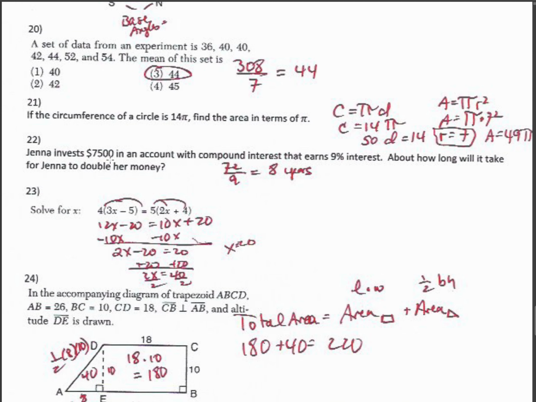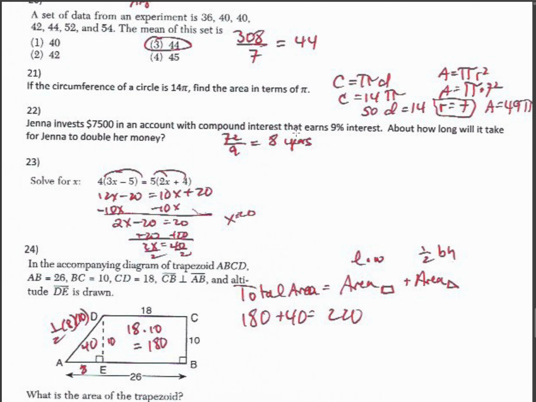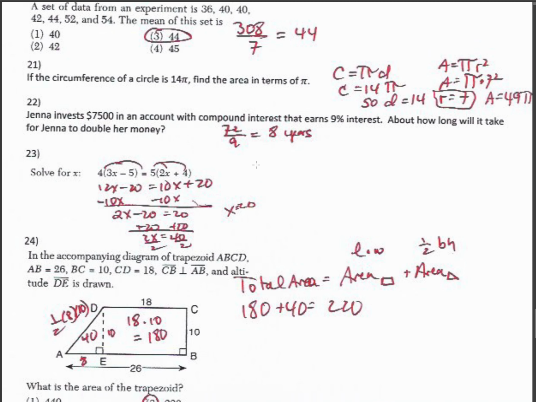Okay? 22, Janet invests $7,500 in an account with compound interest that earns 9%. About how long will it take her to double her money? As soon as you start reading about doubling money and stuff, think rule of 72. 72 divided by 9 is 8 years.